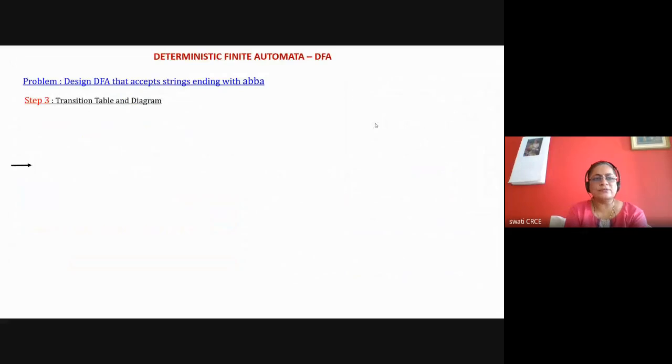Okay, so today's first problem is: design a DFA that accepts strings ending with ABBA. What they are saying is that the string is ending with ABBA. Today's problem is somewhat different.